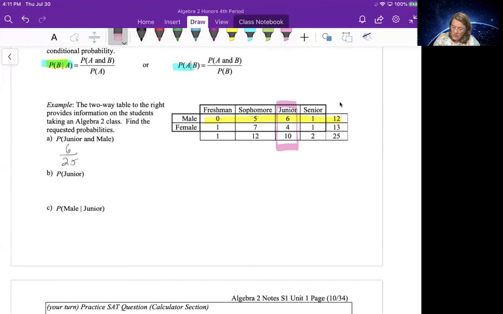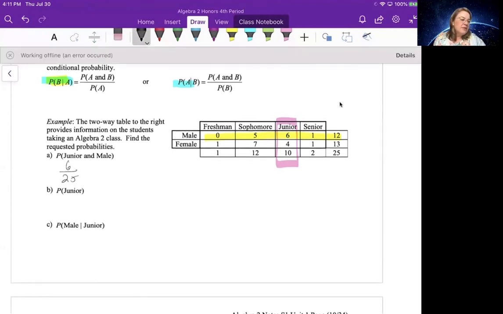Good. Now, you could also use the table another way. How many juniors do I have? 10 out of 25. And out of those juniors, how many are males? 6 over 10, right? That's the probability that, out of the juniors, if you selected one, it was a male. So that was the conditional probability. So I can then simplify that to 6 over 25. I get the same answer. I kind of like the logical approach personally better.